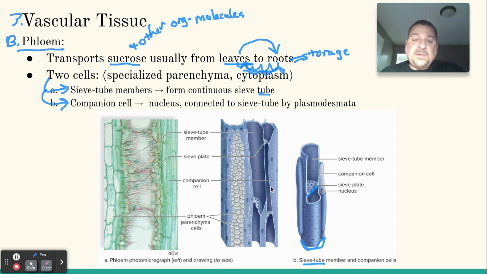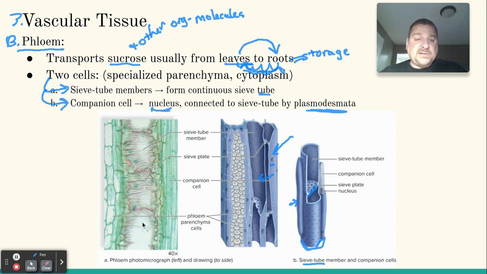The companion cell would be this thing here kind of stuck on the outside of it. Over here you see a companion cell kind of against the sieve tubes. The companion cells do have a nucleus. Okay, you can see the little dot in there. They are oftentimes important in maintaining the sieve tube members. And there are connections there, again, if we remember our plant cell to cell connections called plasmodesmata. And their job is to sort of maintain the sieve tube members.